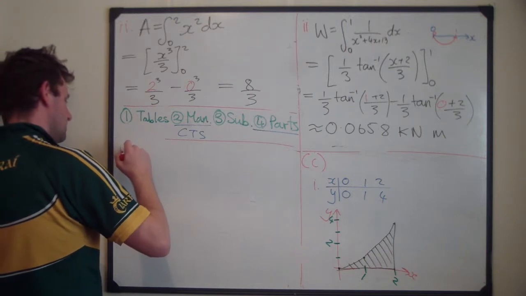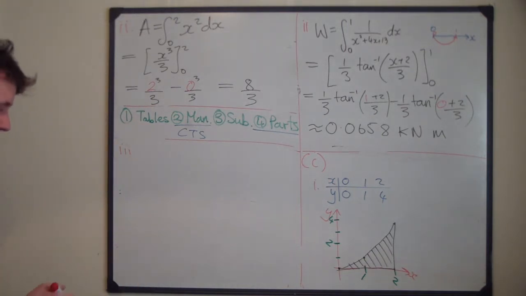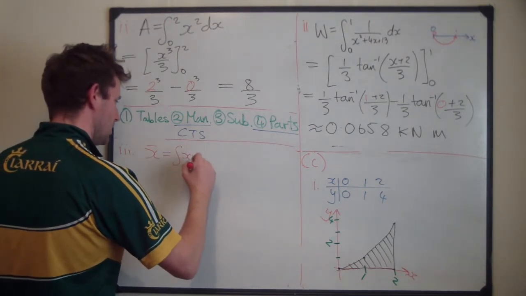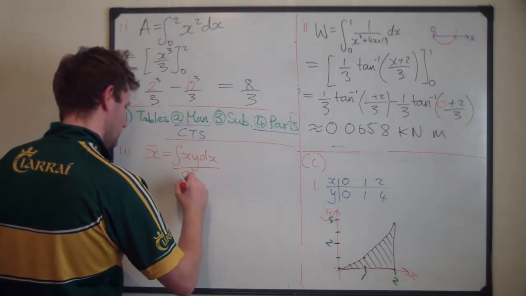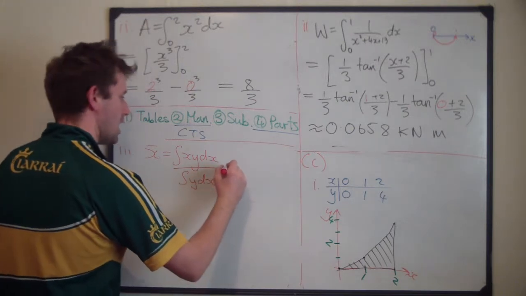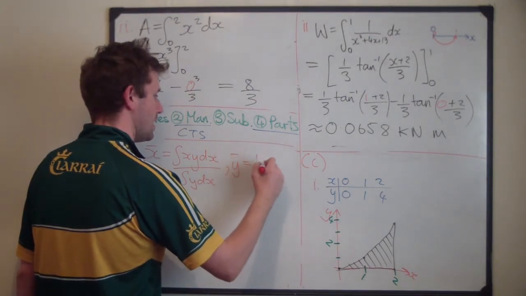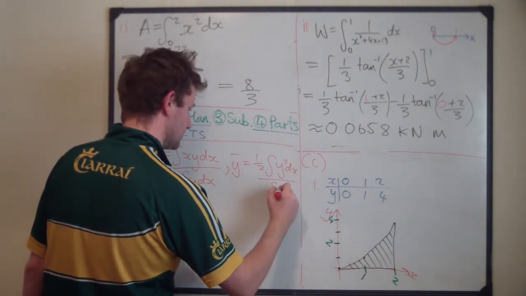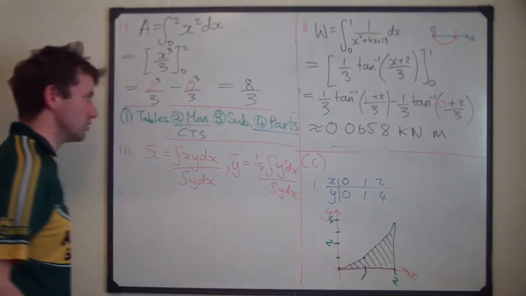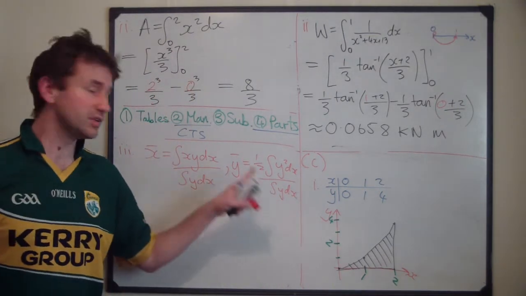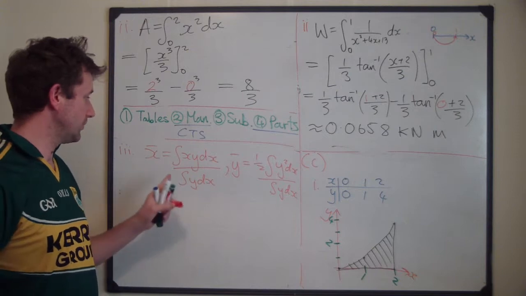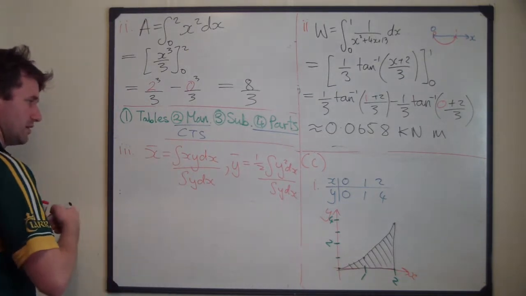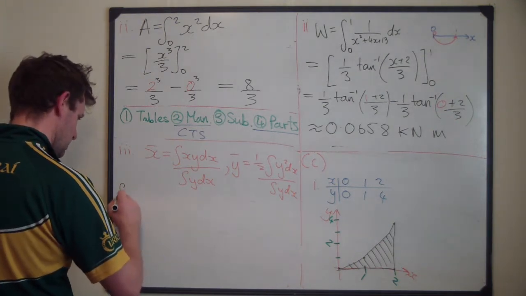So on the exam, on the question paper, the following formulas will appear. x bar is the integral of xy dx over the integral of y dx. And y bar is equal to a half the integral of y squared dx over the integral of y dx. Now you already found the integral on the bottom, it's 8/3. Okay, so let's look at this integral, the integral of xy dx.